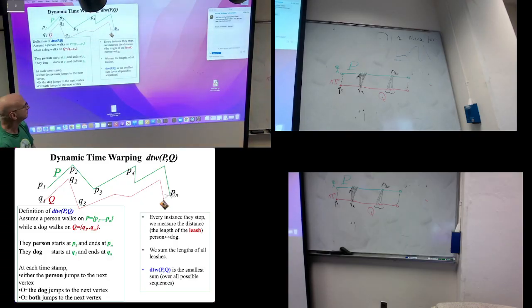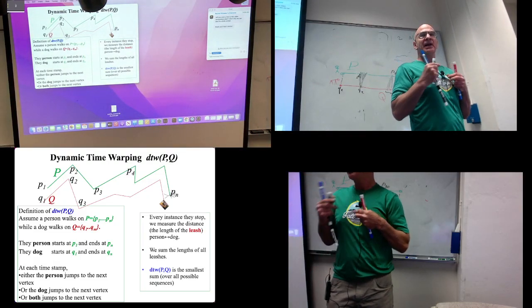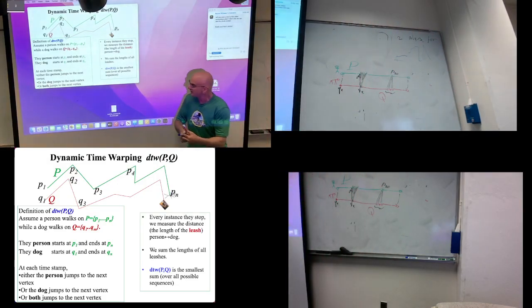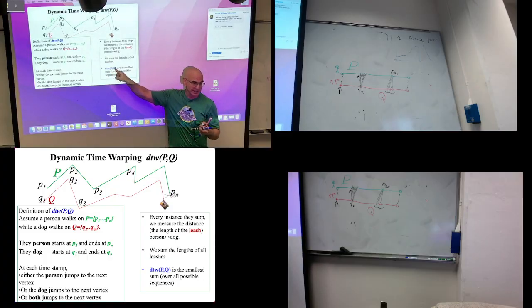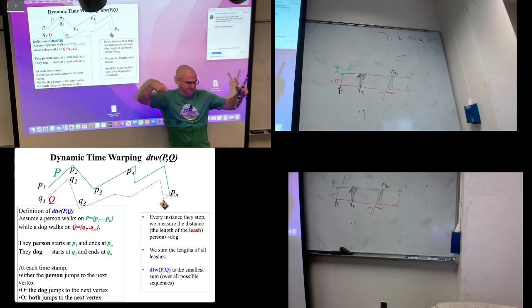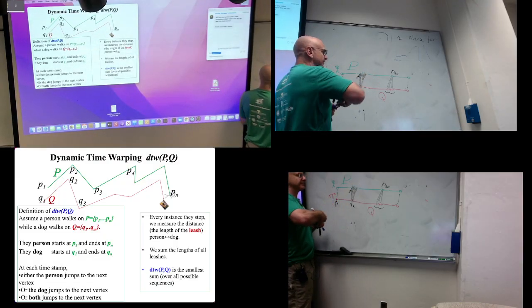Dynamic time warping is the sum of the lengths of leashes under the best scheduling. We will have to find an algorithm that will tell us what is the scheduling that leads to a penalty that is as small as possible. Penalty is the sum of lengths of the leashes. Again, every time that they stop, I measure the length of the leash.